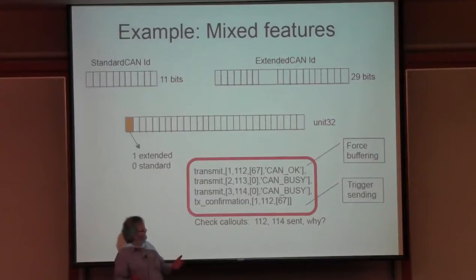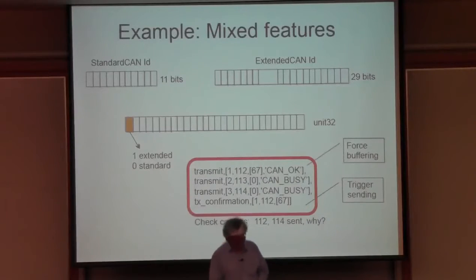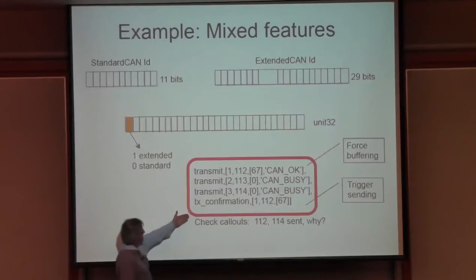Well, this protocol layer should now send the next queued message, and which one should it be? 113. And which one was it? 114. So we can see that the code sent the wrong message. It didn't give priority to the correct message. And the test case that demonstrates that is nice and short, and it's easy to see what the problem is.